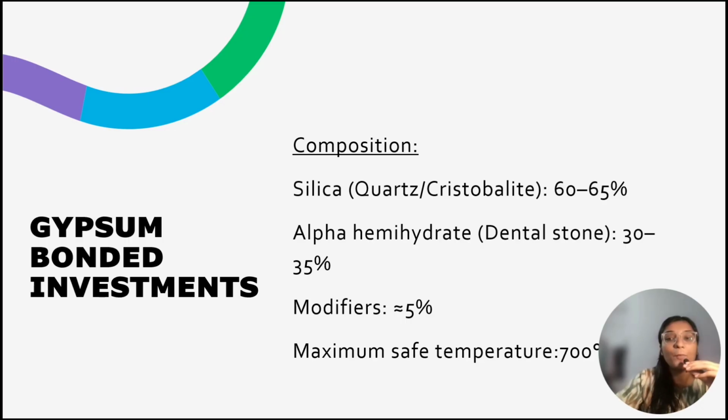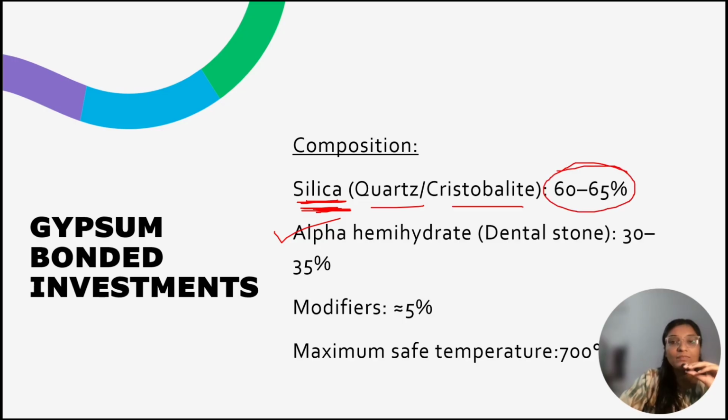The composition of gypsum bonded investment. As I told you, first is the refractory material. Refractory material is silica. In all the three types, the refractory material is the same, which is silica. Only the binder will change. Silica has two allotropic forms, quartz and cristobalite, and it accounts for the major portion of the investment material, around 60 to 65%. Then alpha hemihydrate, which is dental stone, is around 30 to 35%. And then we have 5% of modifiers.